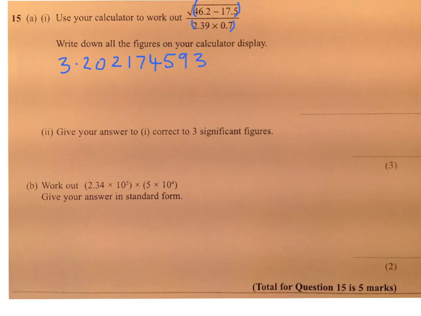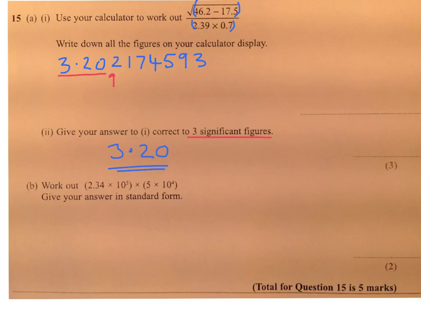So I get 3.202174593. Giving our answer to three significant figures, we're looking at the first three figures, so we're hiding everything after the 3.20, but then we have a little sneaky peek at the fourth figure, which is a 2, so that's less than 5, so we keep that at 3.20. If that 2 there was a 5 or more, then we would be rounding this up to 3.21.